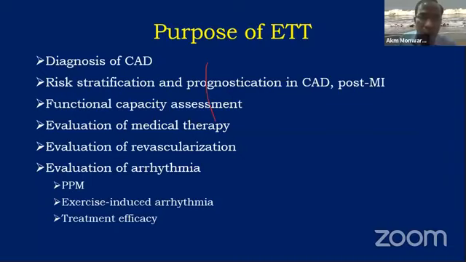Other applications of ETT: evaluation of arrhythmia, even in a patient having PPM implantation or a patient having exercise-induced arrhythmia, or if we want to evaluate whether the anti-arrhythmic treatment is good enough or not, we can adopt ETT.